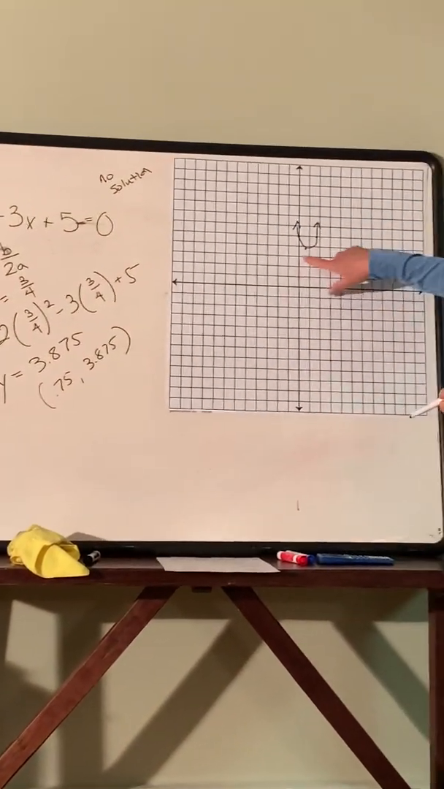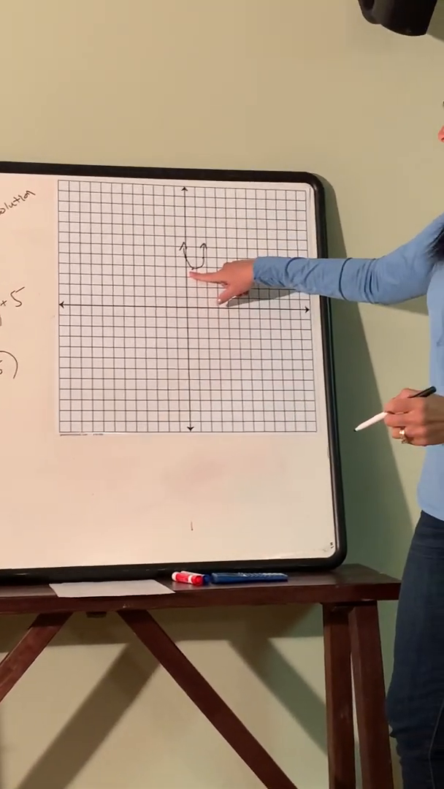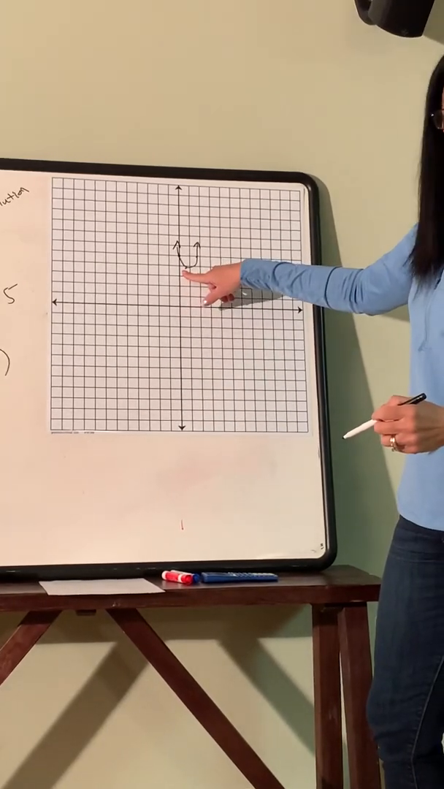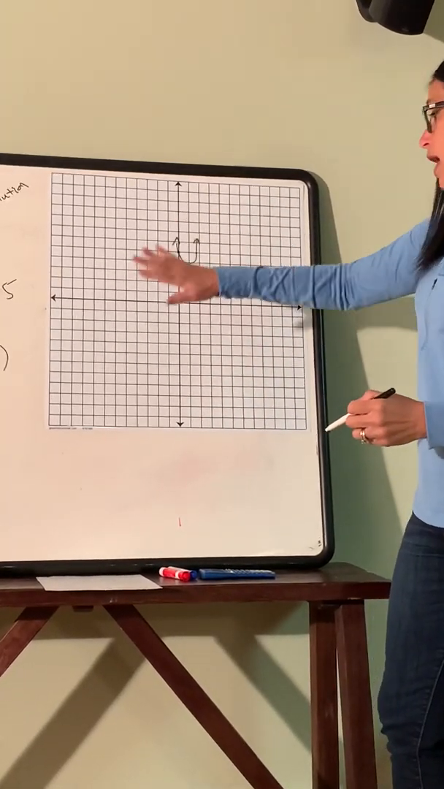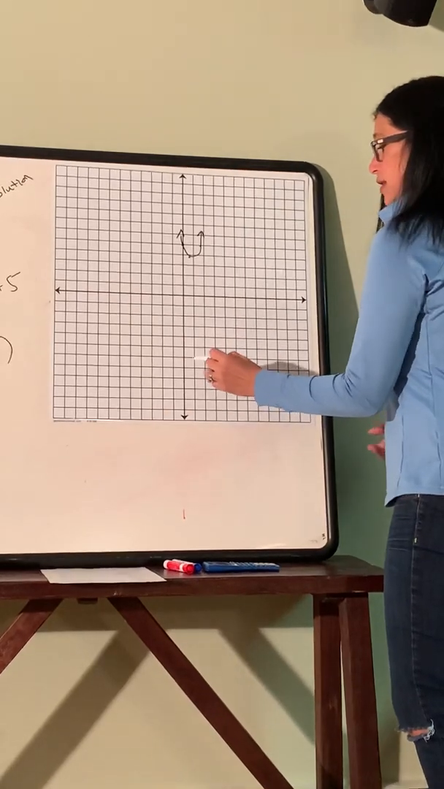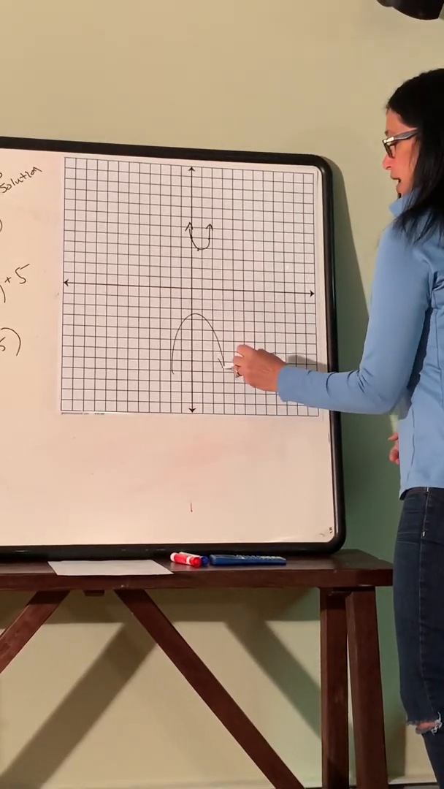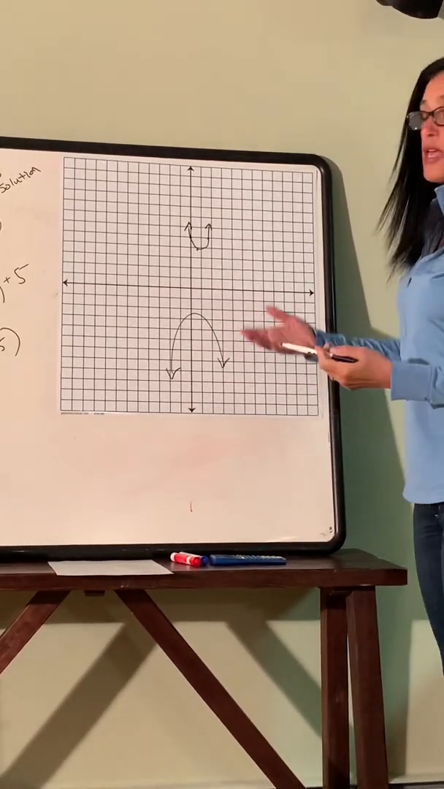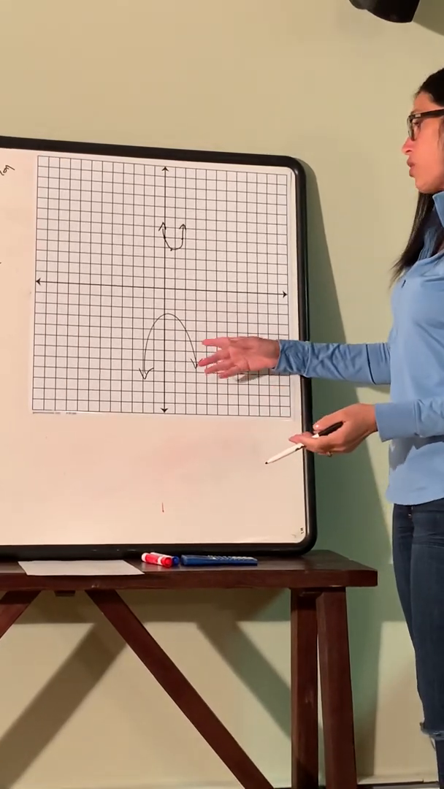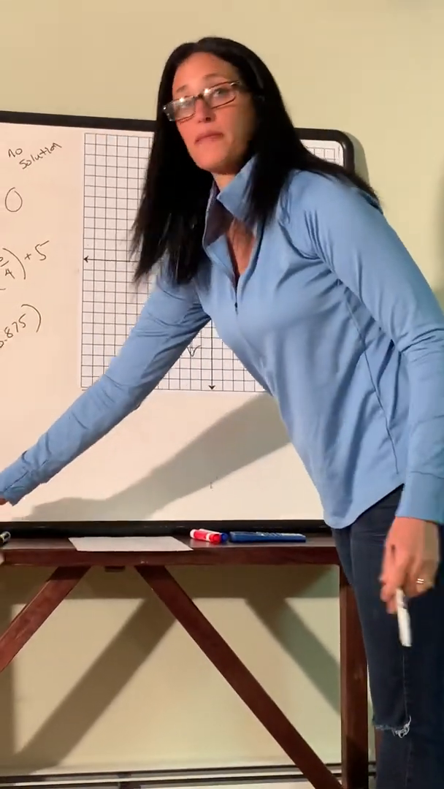So if it's above your x-axis and we have a minimum, it'll never cross it. If we had another example that was below the x-axis and it was a maximum like this, it would never cross the x-axis. So this would also be an example of no solution. And that's it.